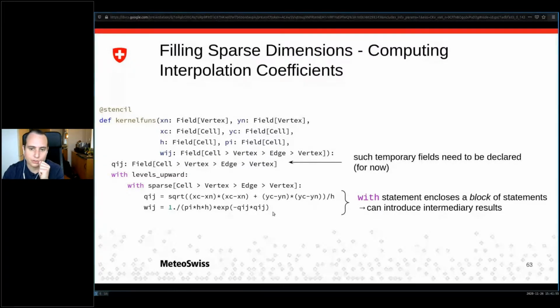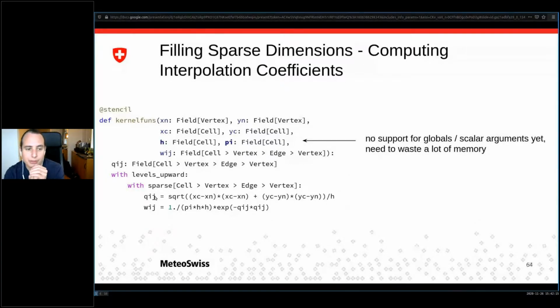Yeah, this is like what I just described, that we have this temporary result. And we need to declare this for now. So this needs to be declared as a field with the proper dimensions, because currently we have no support for just a local variable within a loop. Okay, maybe a little bit embarrassing, but you've already seen this in the exercises. We do not have globals. So we need to emulate this parameter h and the mathematical constant pi by global fields. So we're wasting some memory here, but this will be fixed soonish.